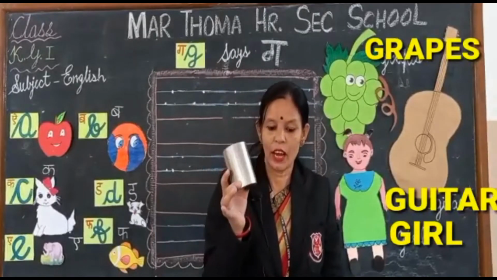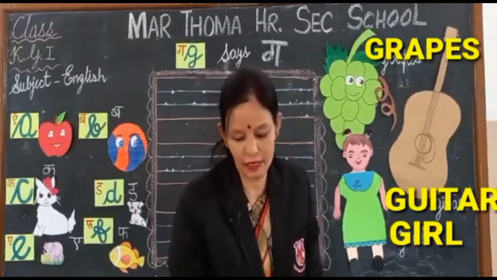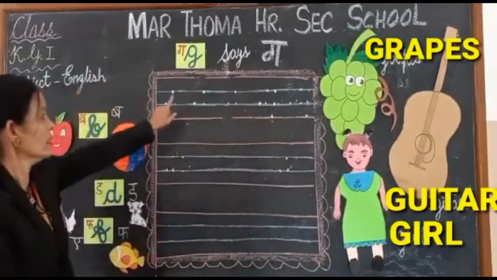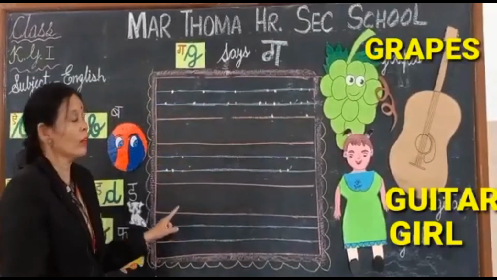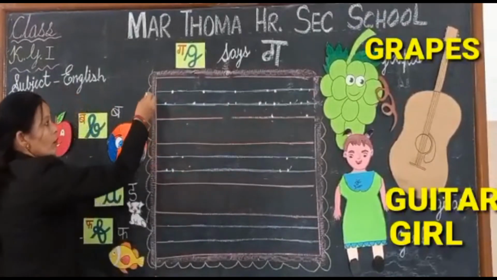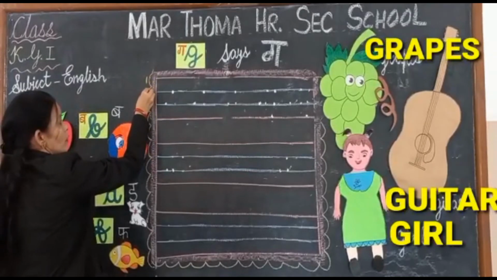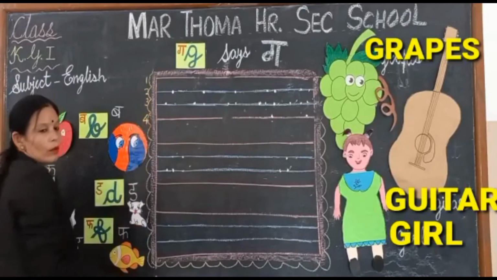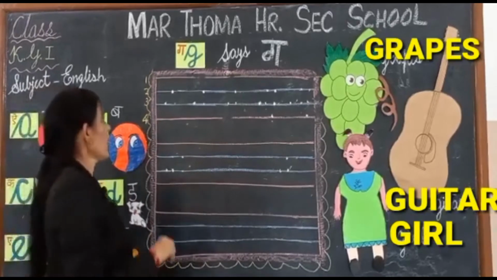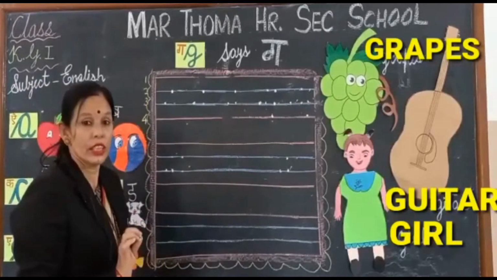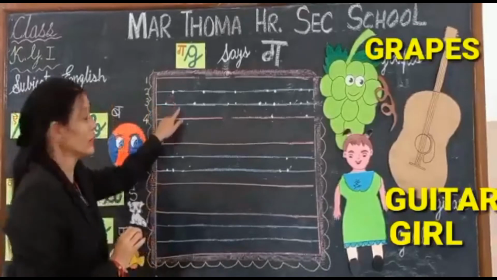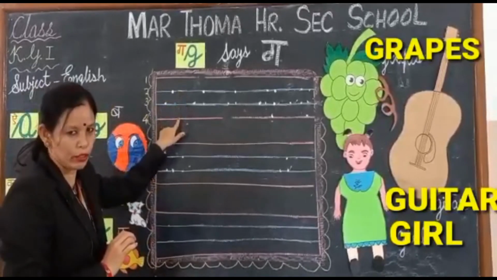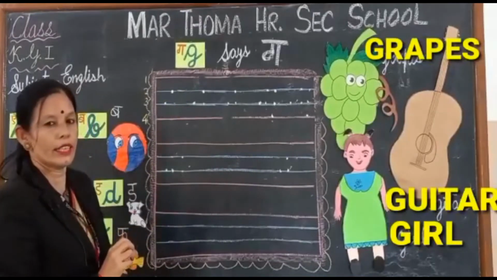Okay, beta? Now, come to the writing work. Okay, children? This is your English copy. Okay? In your English copy, how many lines? 1, 2, 3, and 4 lines. Okay? We will write letter G. We will use down 3 lines. Okay? Second, third, and fourth line. Okay, beta? Now let's start.